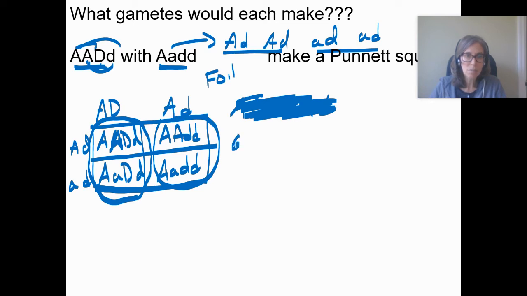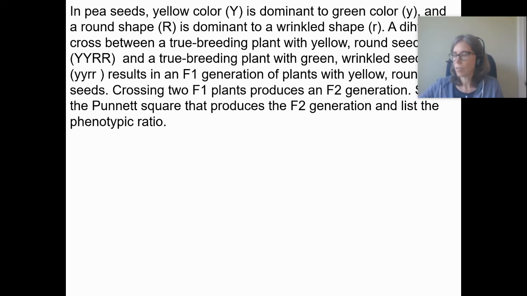So the genotypic ratio would be 1 to 1 to 1 to 1 because they're all different. But the phenotypic ratio would be 1 to 1, right? Or 2 to 2 if you want. Okay, so let's do some examples of this.